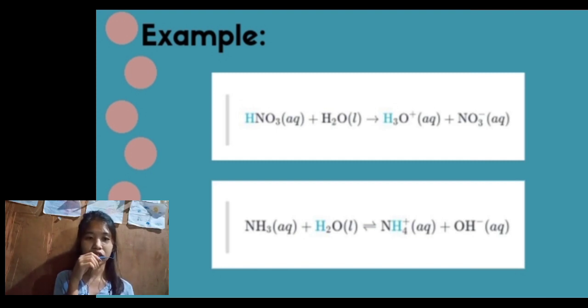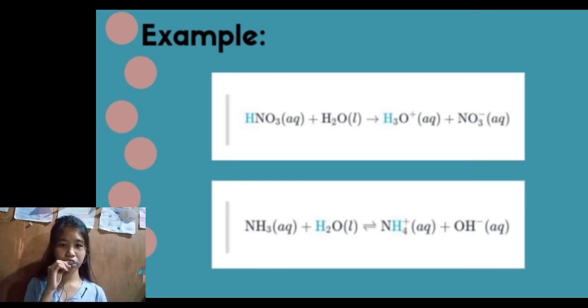Let's now look at the reaction involving ammonia, or NH3, in water. In this reaction, water is donating one of its protons to ammonia. After losing a proton, water becomes hydroxide, or OH negative. Since water is a proton donor in this reaction, it is acting as a Brønsted-Lowry acid. Ammonia accepts a proton from water to form an ammonium ion, or NH4+. Therefore, ammonia is acting as a Brønsted-Lowry base.